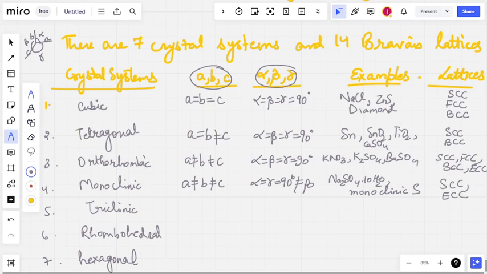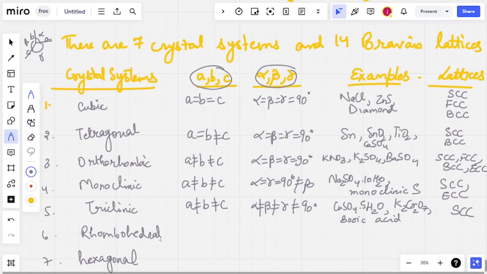Now we move on to the next type of crystal structure, that is triclinic. All the sides are not equal, A not equal to B not equal to C. Angles over here are also not equal. Examples include copper sulfate dot 5 molecules of water, K2Cr2O7 and then boric acid and so on. For this we have only and only the simple cubic unit cell as the lattice.